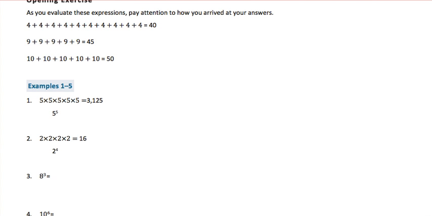In number 3, they've given us the exponential form. So we're going to write it out as a multiplication problem first, and that will be 8 times 8 times 8. 8 being multiplied times itself 3 times. And the value of that, 8 times 8 is 64, and 64 times 8 is 512.